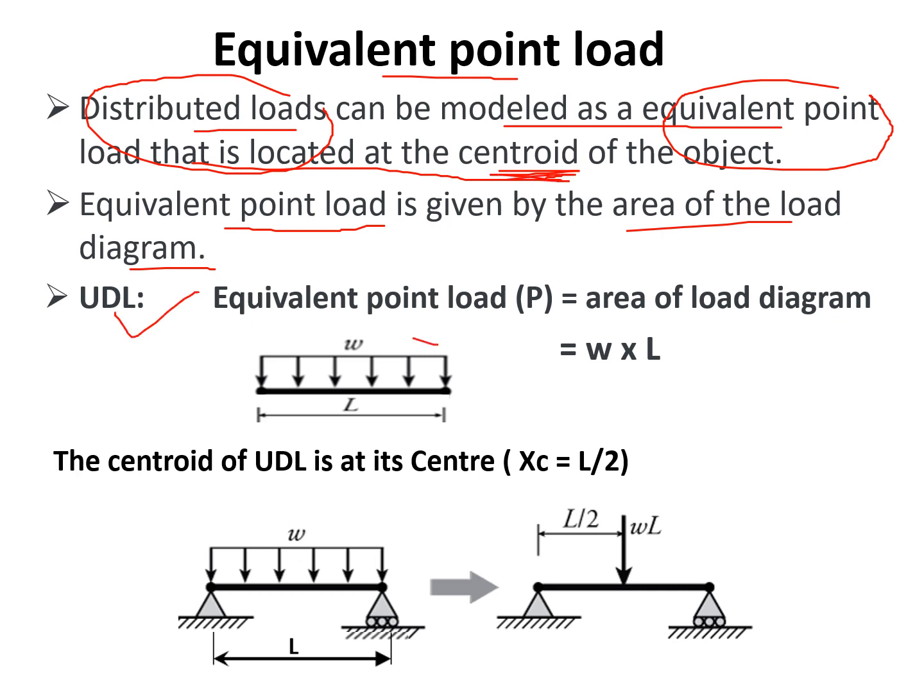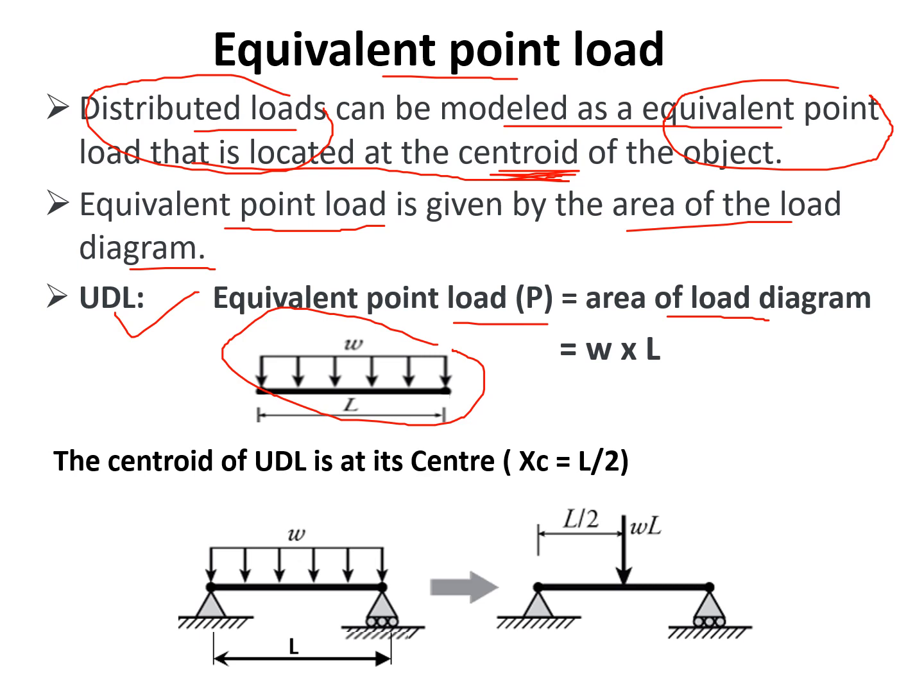You see, this is the UDL. Why is it UDL? Because its intensity is uniform with respect to its length. So this is the load diagram. If we have to convert that UDL into the equivalent point load, first we have to find out the equivalent point load. The equivalent point load is calculated by the area of the load diagram. So what is the area of that load diagram?